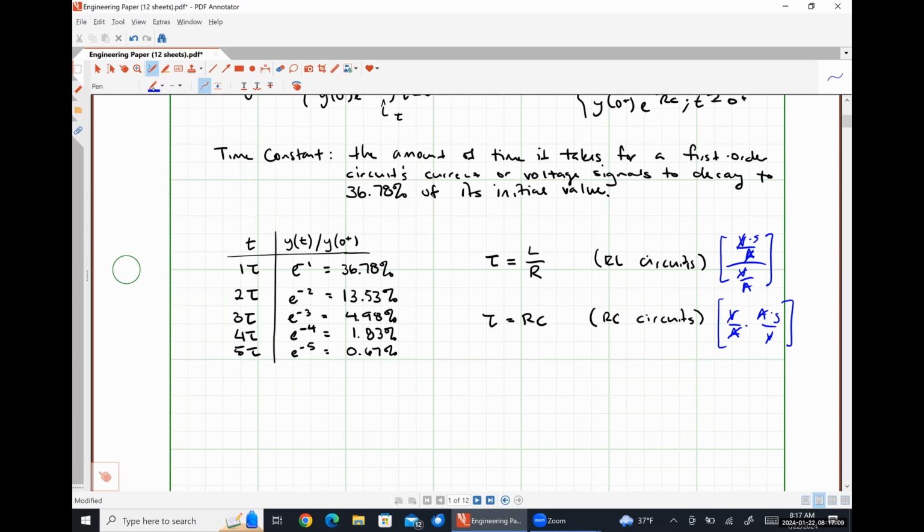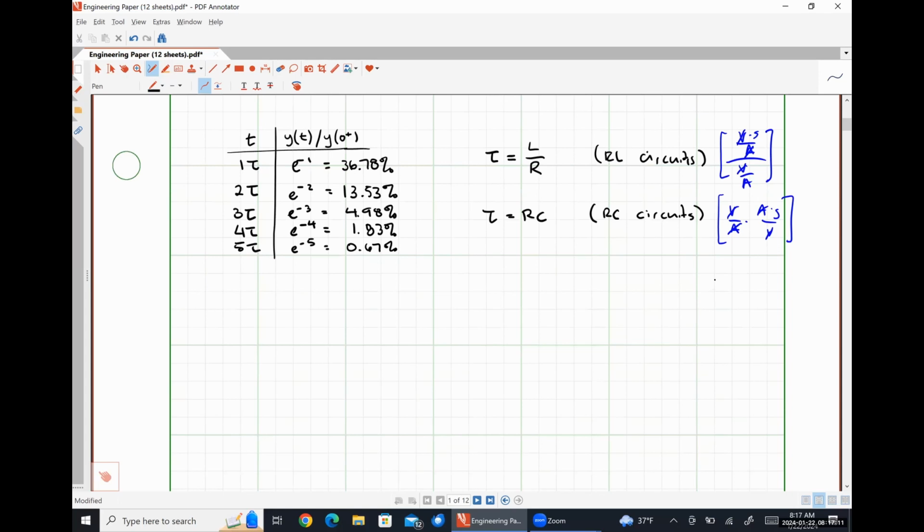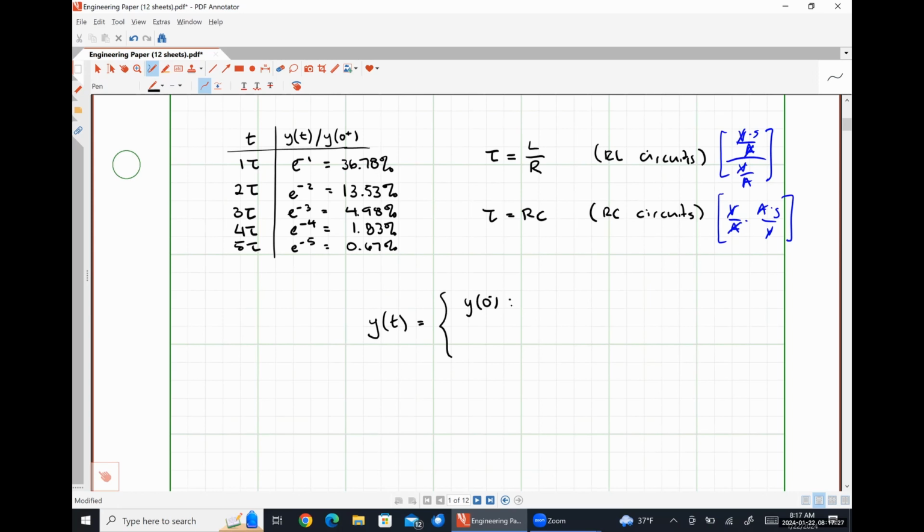So now, instead of having completely separate equations for RL circuits and RC circuits, we can have a single equation. y of t is equal to y at 0 minus for t less than 0 minus, and y at 0 plus, e to the minus t over tau, for t greater than or equal to 0 plus.